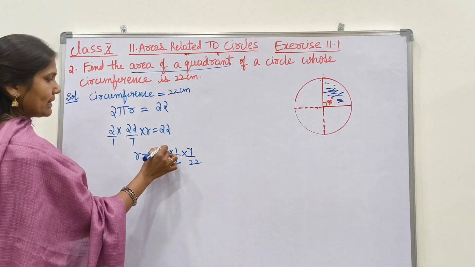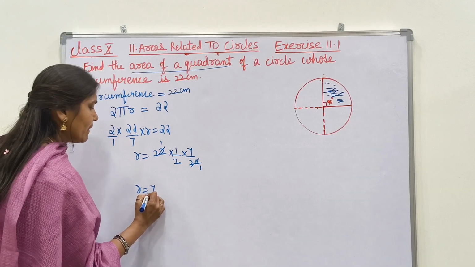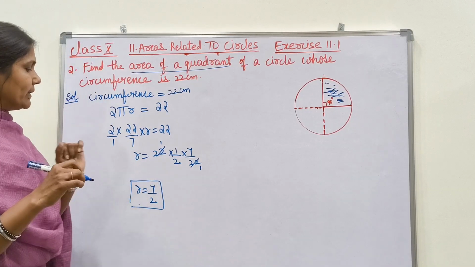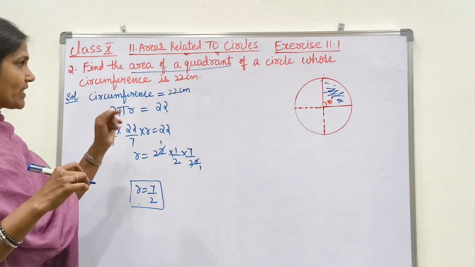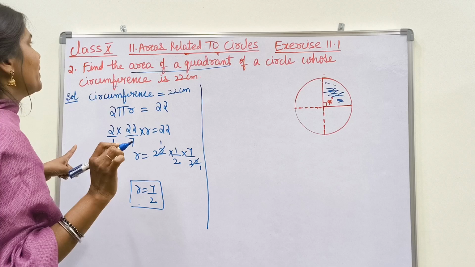Any cancel chance is there? See here, 22 ones are 22, 22 ones are 22. So r is equal to what? 7 by 2. We can write 7 by 2 also and 3.5 centimeter also, but fraction only, calculations are easy for us. Okay, now what will we find?